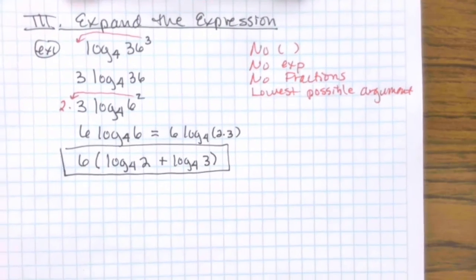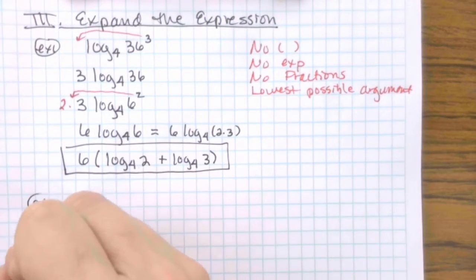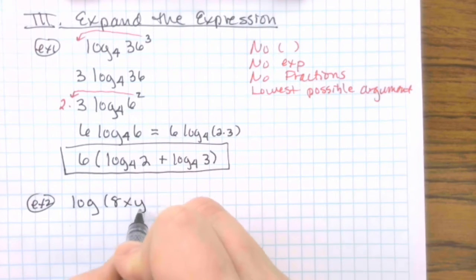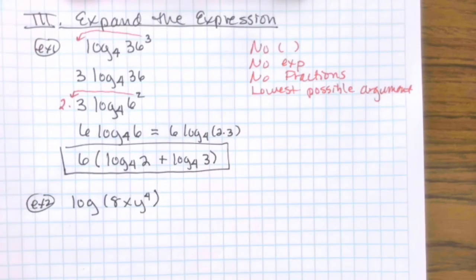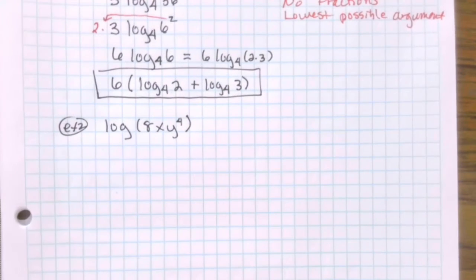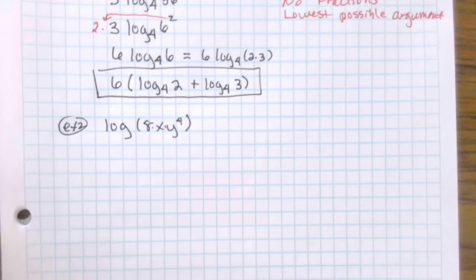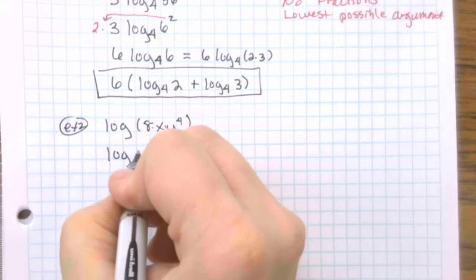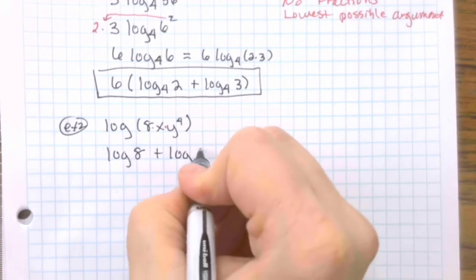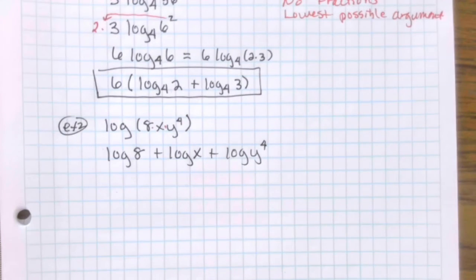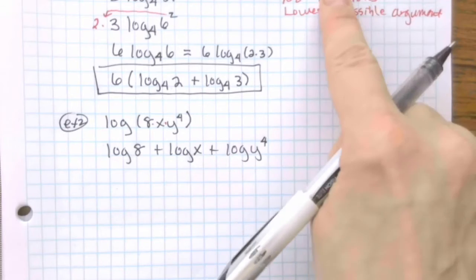All right, let's do another example of this. Example 2, we're going to expand log of 8xy to the 4th. Okay, so the nice thing about the log property for expansion is it works with 2 or 3 things being multiplied together. Since I have 3 things being multiplied together, I can expand it into log 8 plus log x plus log of y to the 4th.